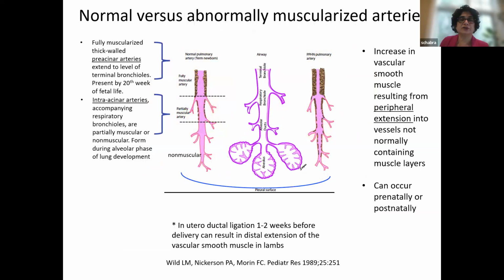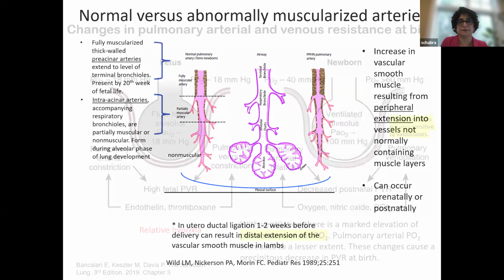Also, there are the fully muscularized, thick-walled periacinar arteries here. On the left, you see a normal pulmonary artery in a term newborn. It's only muscularized over here, but partially muscularized afterwards. In the intraacinar, there is no muscular area, but in pulmonary hypertension, you have increased vascular smooth muscle resulting from peripheral extension. And this goes really down to the bronchioles and to the arterioles, sorry, and it can occur prenatally or postnatally.